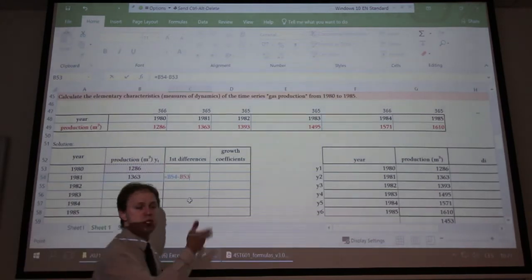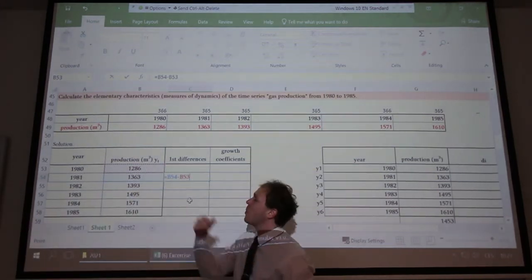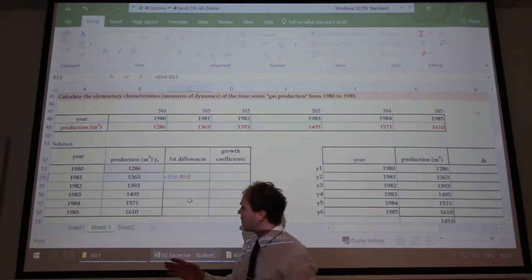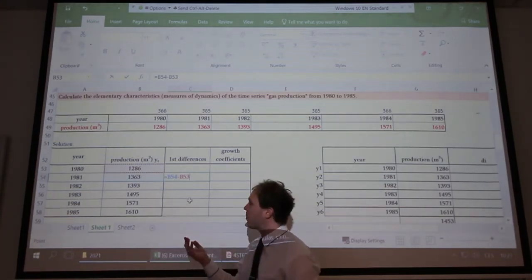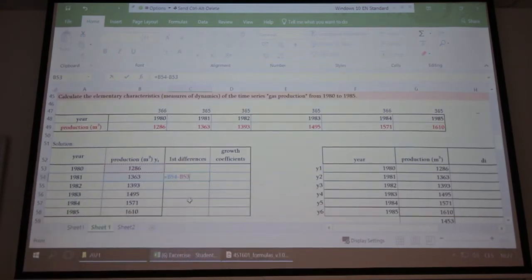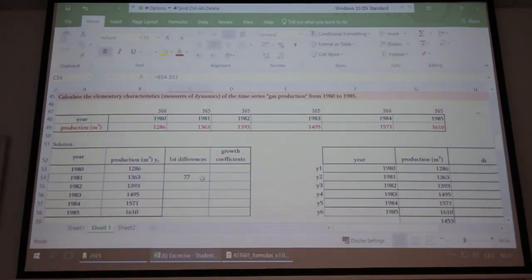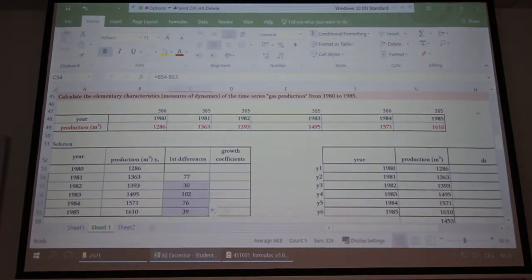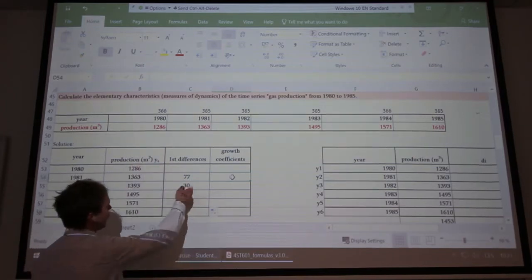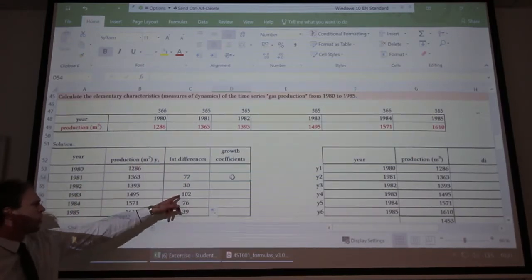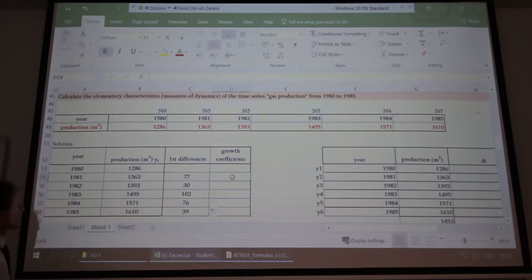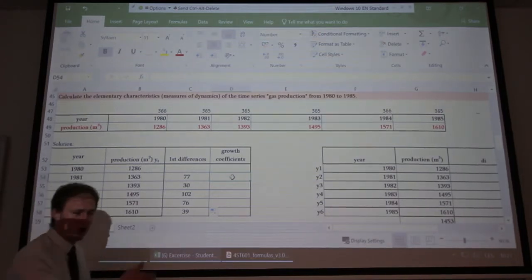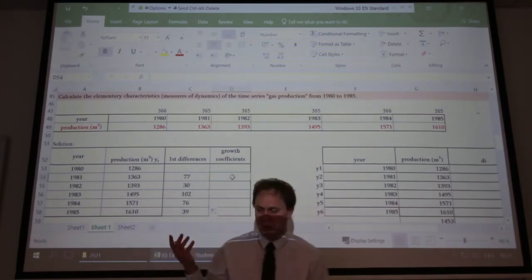If the result is positive, we are increasing in cubic meters. If the result is negative, there is a decrease in the development in cubic meters. So it's very, very easy. You can copy the formulas. So for example, this value 102, what does it mean? Between year 1982 and 1983, the production of gas increased by 102 cubic meters.